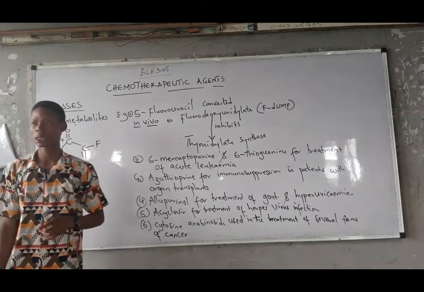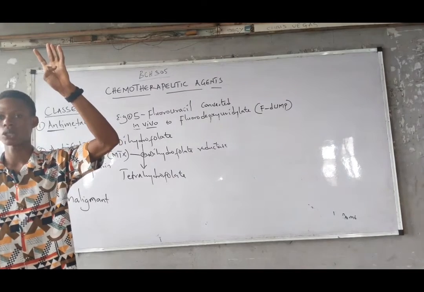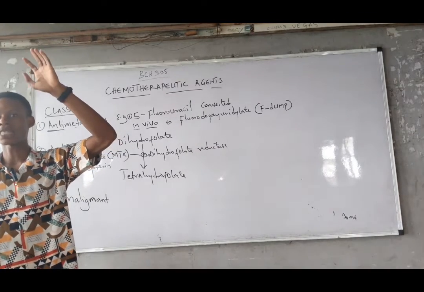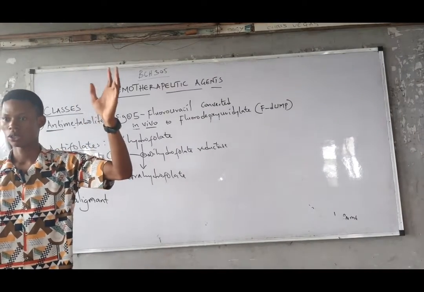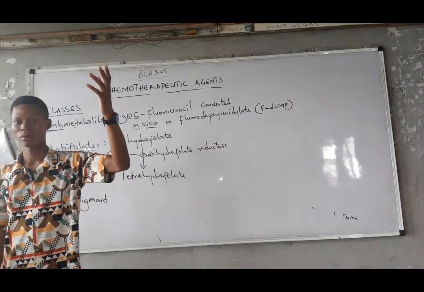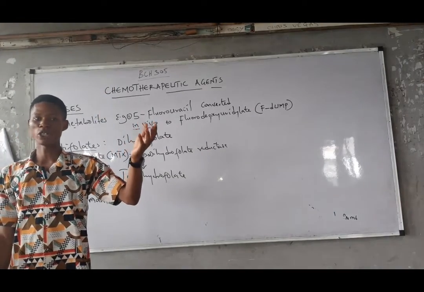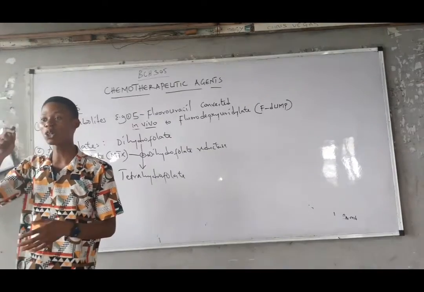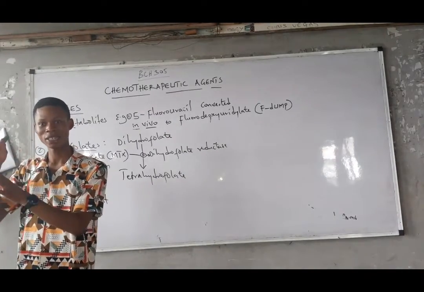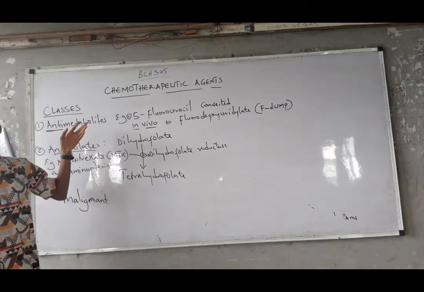Can we move on to the next? So the first class of chemotherapeutic agents, number 1, is what? Antimetabolites. Example, 5-fluorouracil. Another one. Allopurinol and the rest. Please say something. Good.